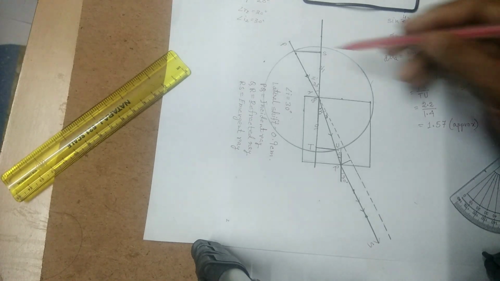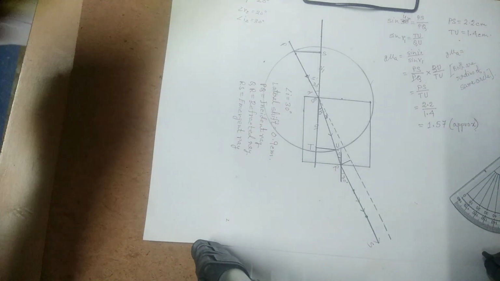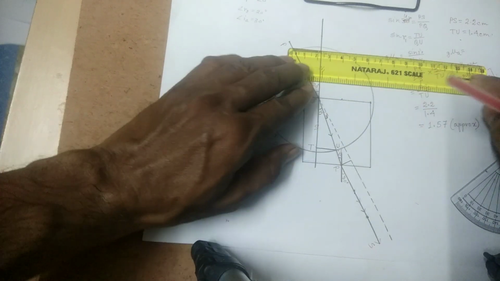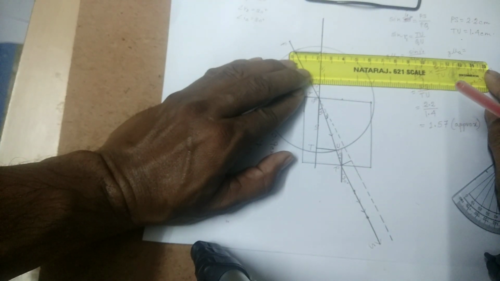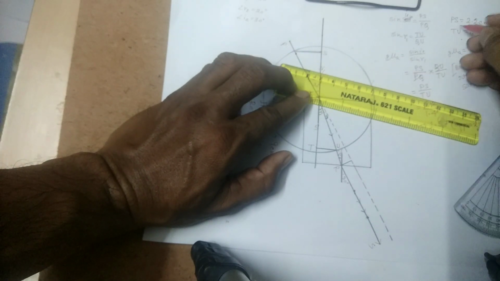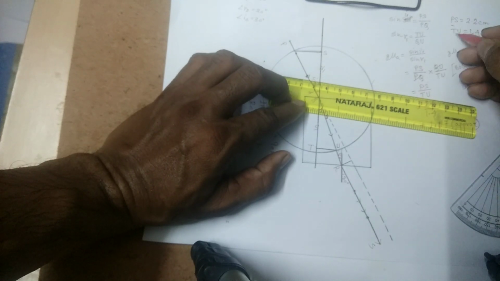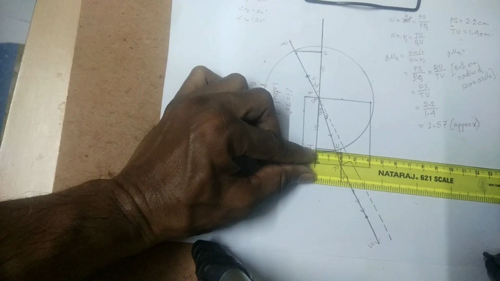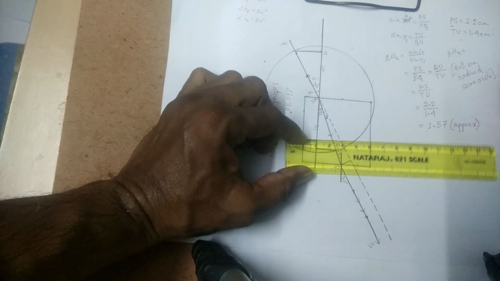Therefore, we are getting PS by TU. Now we will measure the value of PS. Let us find the value of PS, it is exactly 2.2 centimeter. Here we have written PS is equal to 2.2 centimeter. Let us find the value of TU. Here is TU. Let us measure it, it is 1.4 centimeter.